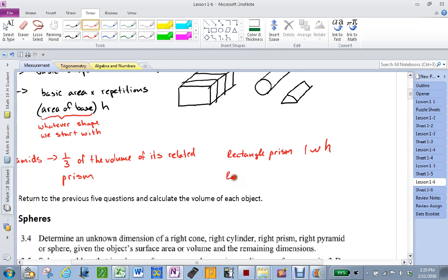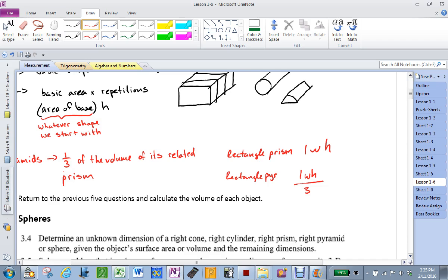But a rectangle pyramid is then what? It's 1/3 of the volume of its prism. So if the rectangle prism is LWH, what's the rectangle pyramid? LWH divided by how much? 3, because it's 1/3. Everybody cool?